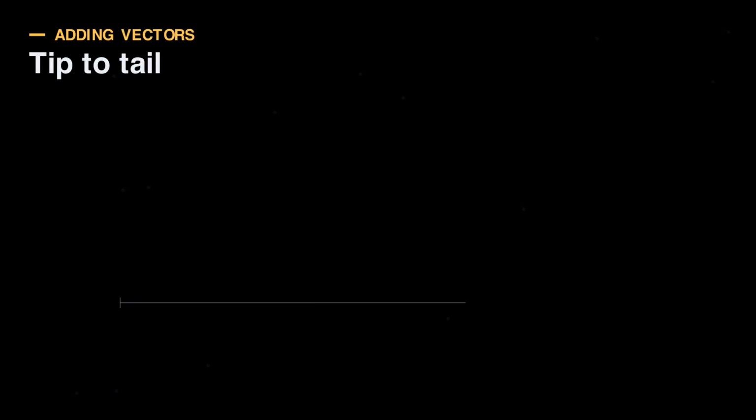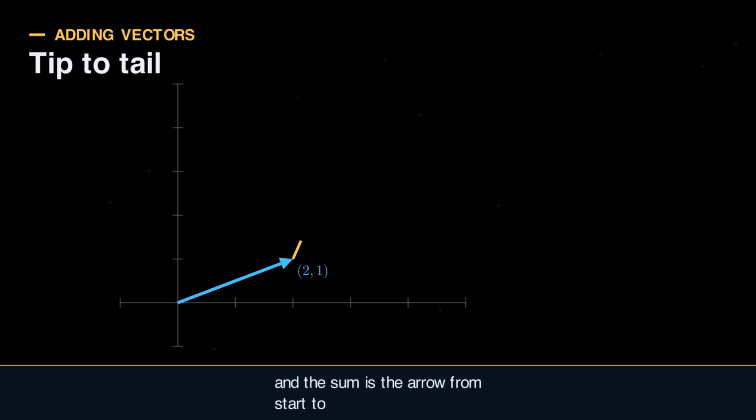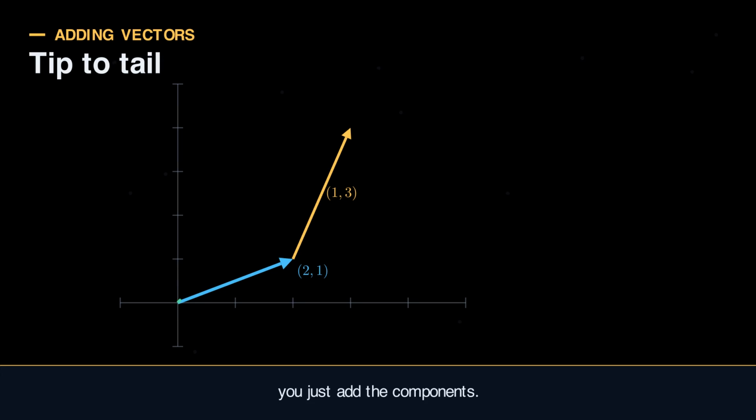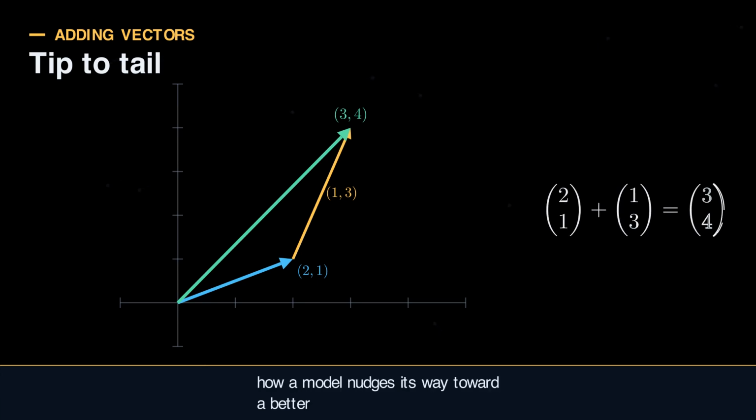Vectors can be combined. To add 2 vectors, you place them tip to tail, and the sum is the arrow from start to finish. Numerically, you just add the components. (2, 1) plus (1, 3) gives (3, 4). Addition moves you through space, and it is how a model nudges its way toward a better answer.